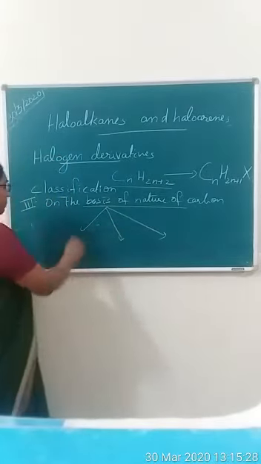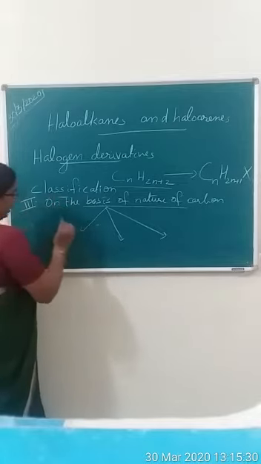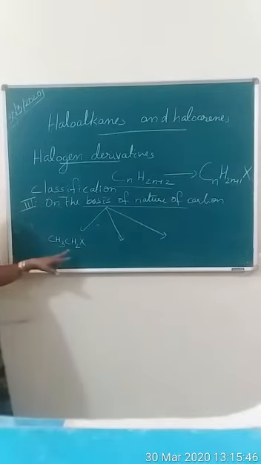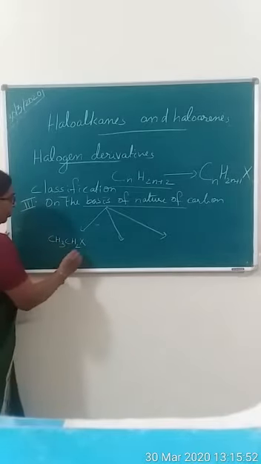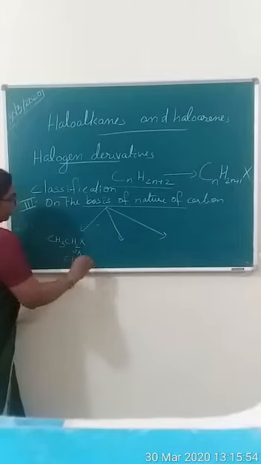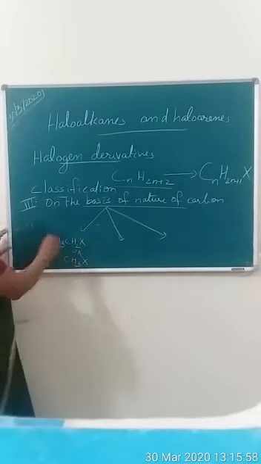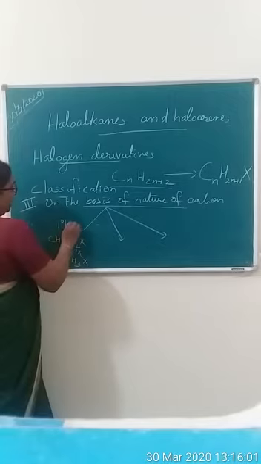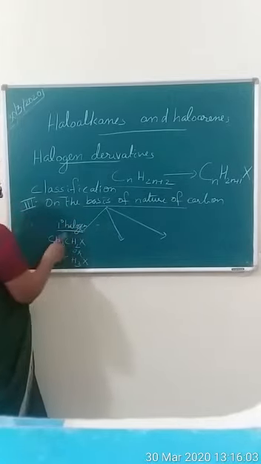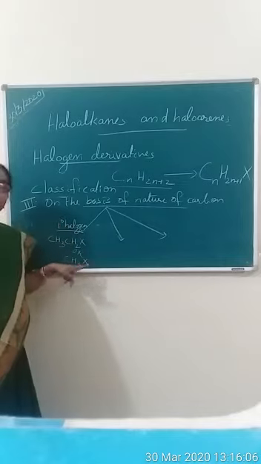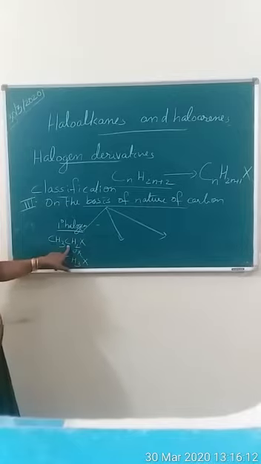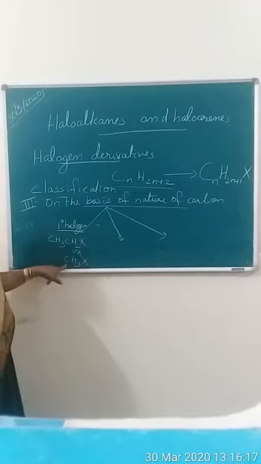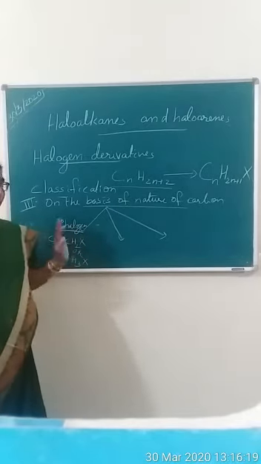Primary haloalkanes, so primary halogen derivatives means, suppose a halogen atom is attached to a carbon which is attached to one other carbon atom or no other carbon atom. This type of halogen derivative is termed as primary halogen derivative. In this case, it is specifically primary haloalkane. If the halogen atom is directly attached to a primary carbon, that means the carbon which is attached to one other carbon or no other carbon, it is termed as primary haloalkane.